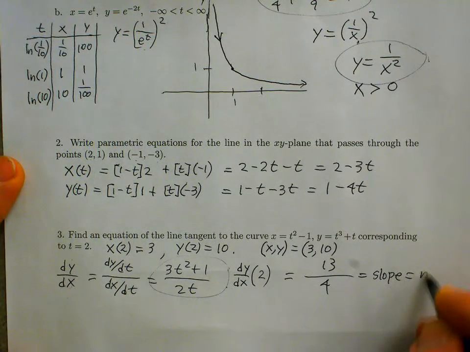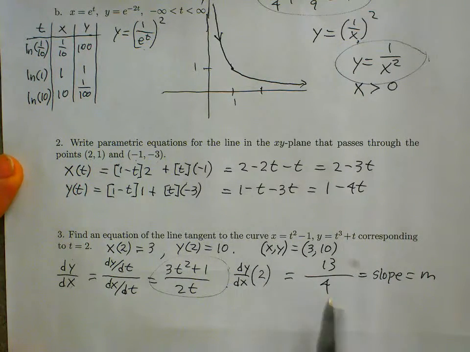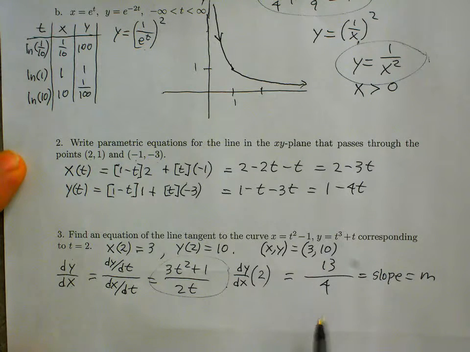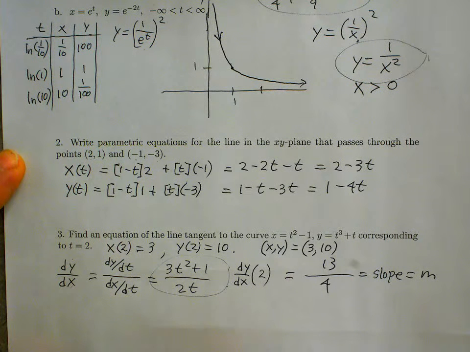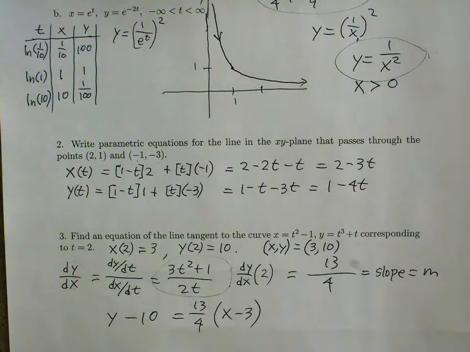So now we can just write down the equation. We can start with the point slope form. So y minus y1 equals m times the quantity x minus x1. So y minus 10, and then the slope is 13/4. So y minus 10 equals 13/4 times the quantity x minus 3. And that is a good enough equation if you want to leave it just like that.